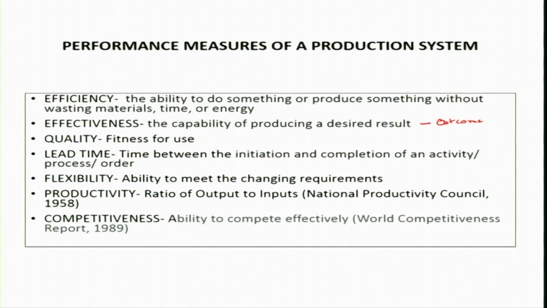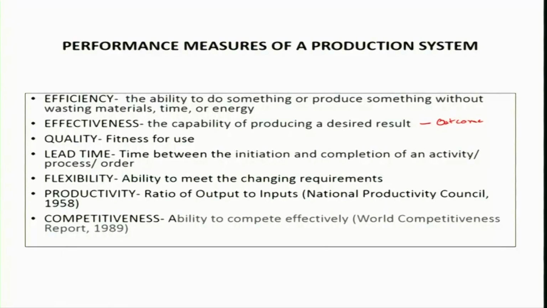Then obviously quality, we should be able to produce a quality which is meeting the requirements of the customer, fitness for use. Effectiveness is much broader than quality. Effectiveness includes all dimensions of quality also, cost also, delivery performance also, and some new features also, which are expected by the customer. Then the lead time also, for the delivery performance, the time between the initiation and completion of an activity. The moment the customer places an order, enters your showroom or demands your product online, and in how much time you are able to deliver it.